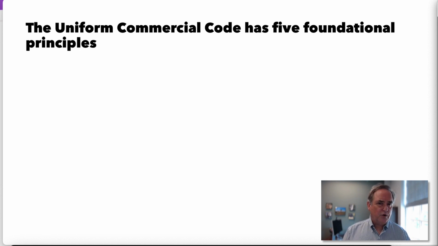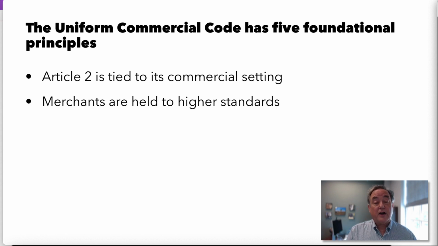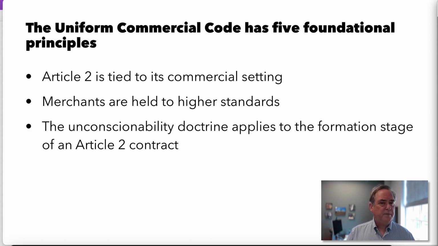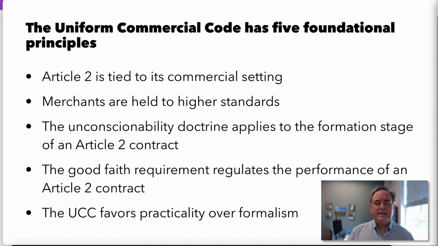So in conclusion, what did we learn? The Uniform Commercial Code has 5 foundational principles. The first, Article 2, is tied to its commercial setting, meaning it is meant to reflect conduct that existed prior to its formulation. We know that merchants are held to a higher standard under the UCC. The unconscionability doctrine applies to the formation stage of an Article 2 contract. The good faith requirement regulates the performance of an Article 2 contract. And the UCC favors practicality over formalism.